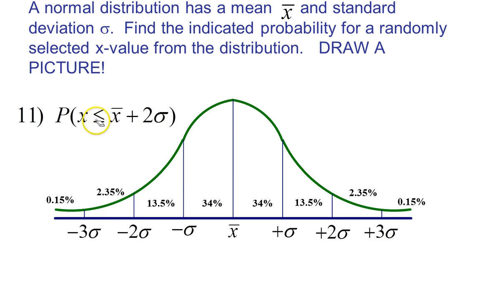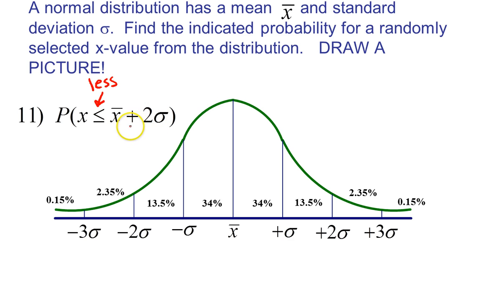Look at this symbol right here. You see it's an inequality. Is this a less than symbol or a greater than symbol? Is this x is less than or equal to, or x is greater than or equal to? I'm hoping you automatically know that this is saying less than or equal to. So this is saying what's the probability of randomly picking an x value that is less than or equal to the mean plus 2 standard deviations.